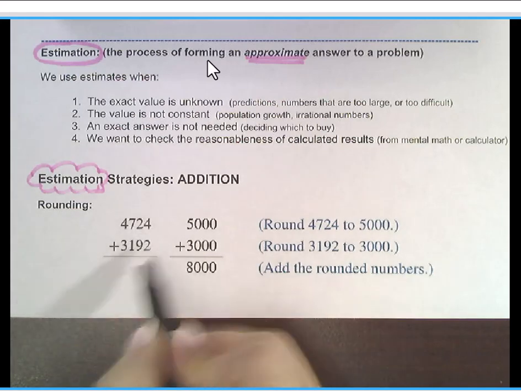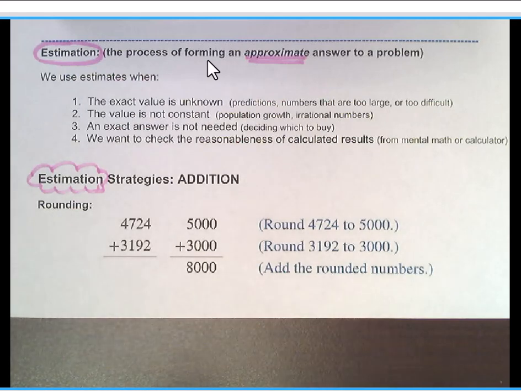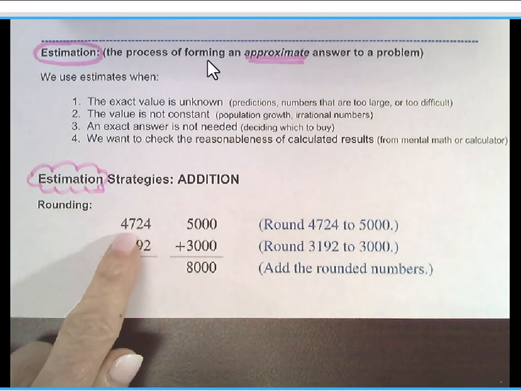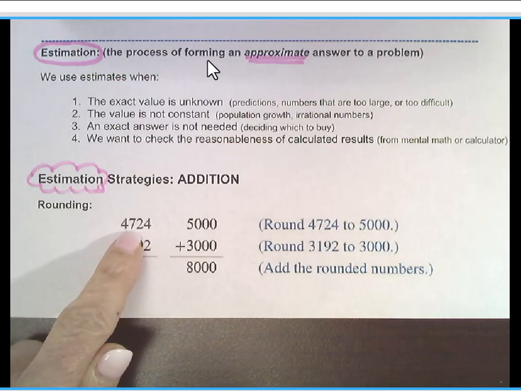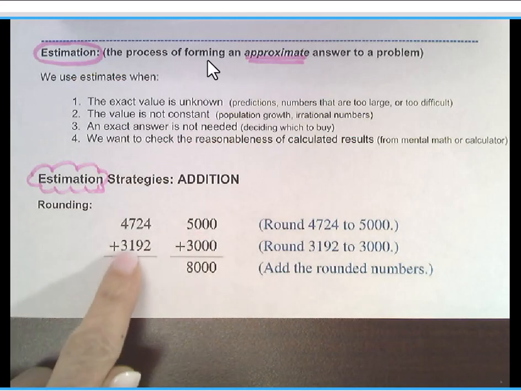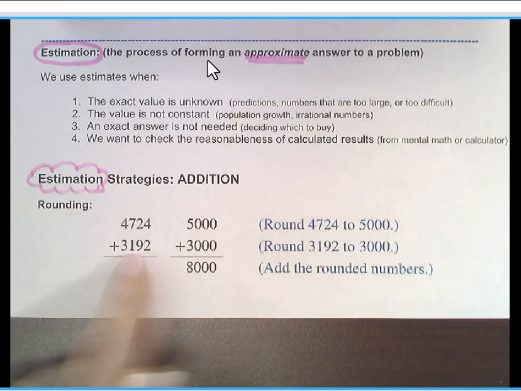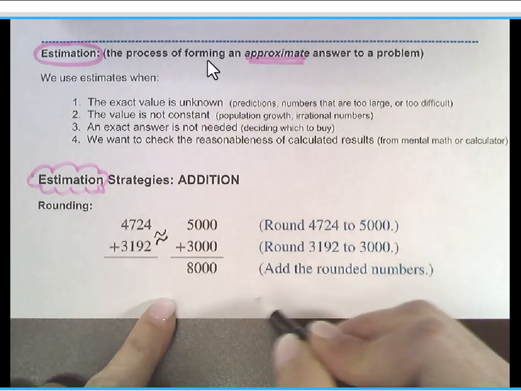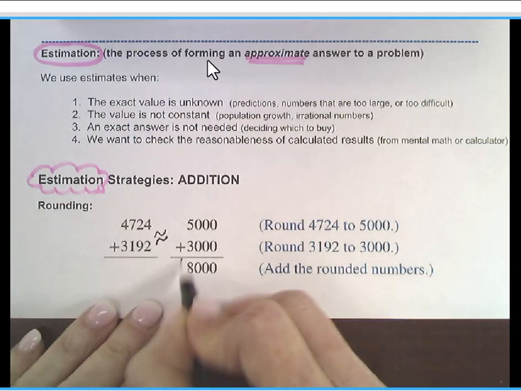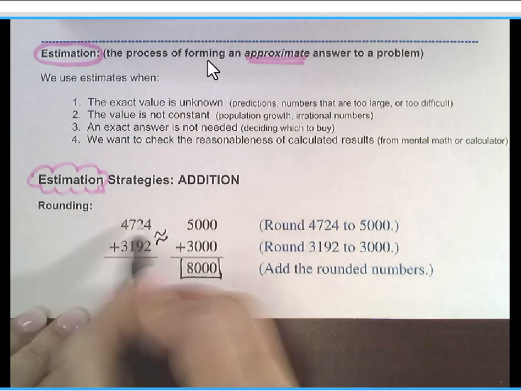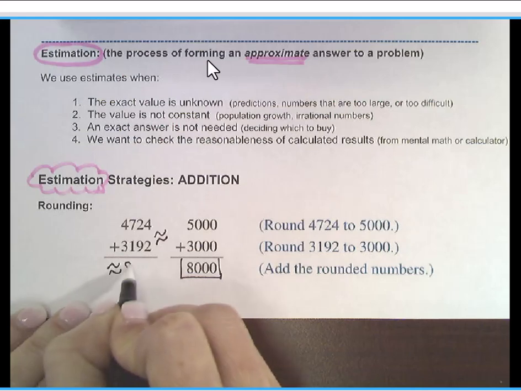So if I want to add these 2 numbers together, I notice that those numbers are in the thousands. So maybe I can round them off to the nearest thousand. So with 4724, you basically think to yourself, is that closer to 4,000 or is it closer to 5,000? Well, it's closer to 5,000, so I'm going to call it 5,000. 3192, is that closer to 3,000 or 4,000? Well, that's closer to 3,000. So I'm going to say this is approximately 5,000 plus 3,000, which is 8,000. So I can say the answer to this question is approximately 8,000.